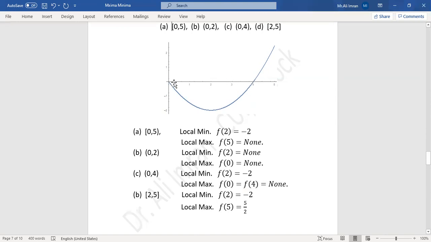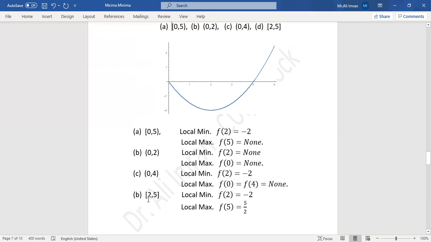C part is interval 0 to 4. From x is equal to 0 to 4, the function has minimum value at x is equal to 2, which is minus 2. This is the local minimum. And we see that the highest value lies at x is equal to 0 and x is equal to 4, which is f of x is equal to 0. But at both points the interval is open, so we cannot find a local maximum.